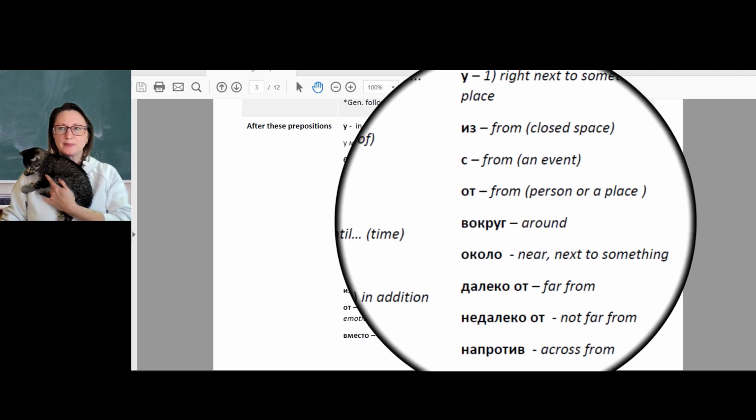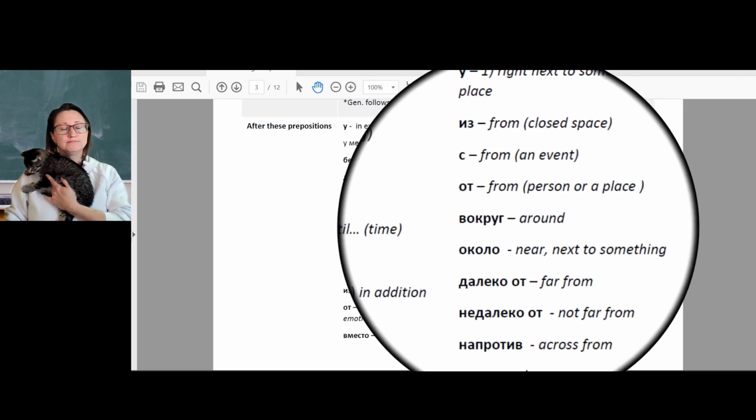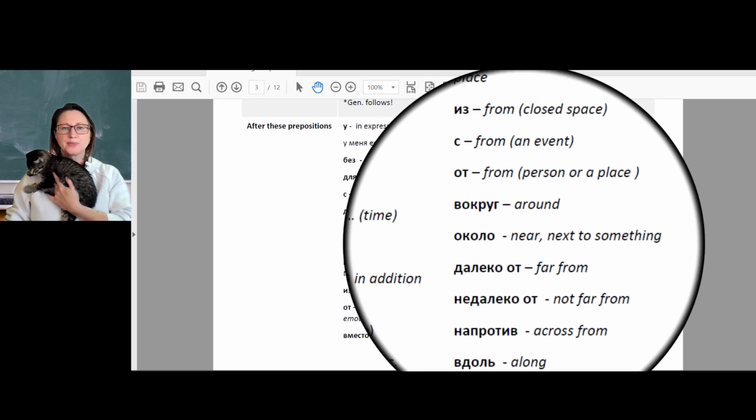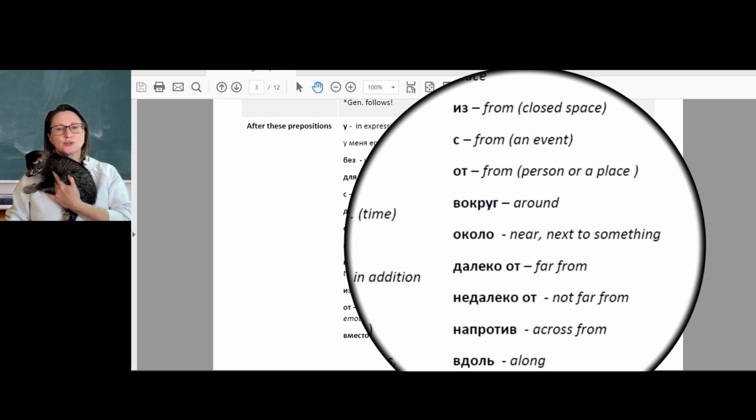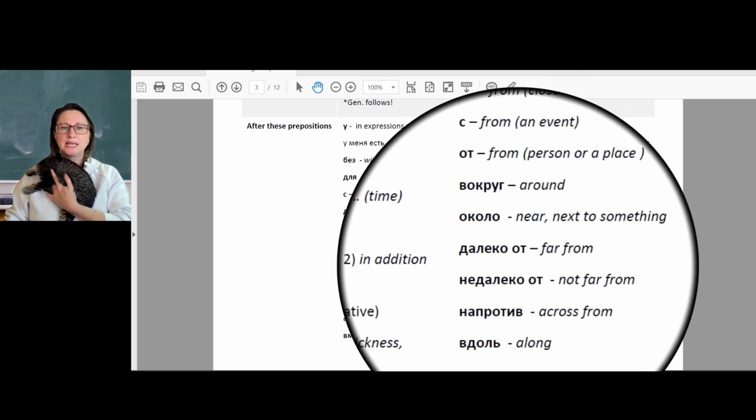And some more prepositions for you. Вокруг means around. Вокруг дома, like I ran around the house. Я обежал вокруг дома. Около, near or next to something. Около моего дома есть парк. Next to my house, there is a park.